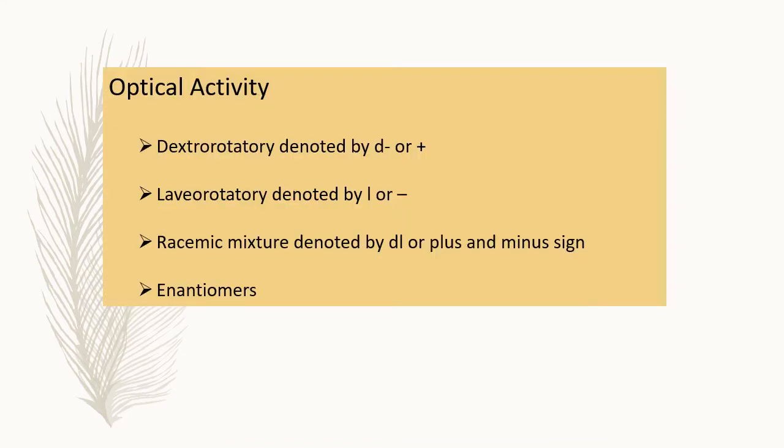A compound which rotates the plane of plane polarized light towards the right is called dextrorotatory and denoted by the symbol D or the plus sign, positive sign. A compound which rotates the plane of plane polarized light towards the left is called levorotatory and denoted by the symbol L or negative sign.